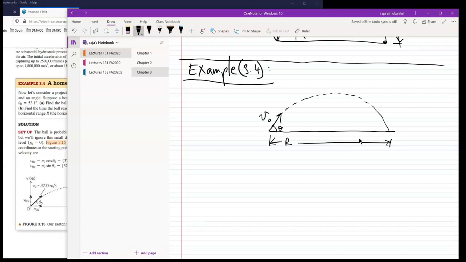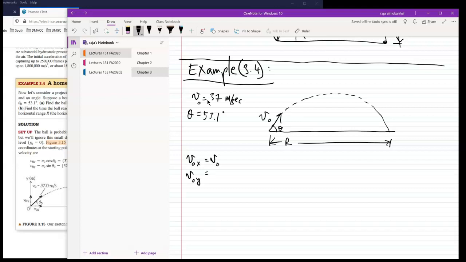Here is V naught. So V naught, he says, is equal to 37 meters per second. You can see it on the side of the screen. And the angle here is 53.1 degrees, right? Before I do anything, I need to resolve this vector, V naught, into x and y components. Okay? So let's do that. If you don't know why, that's okay. Just bear with me. So I need to find V naught x, and I need to find V naught y. This is very important. That's the first thing you do.